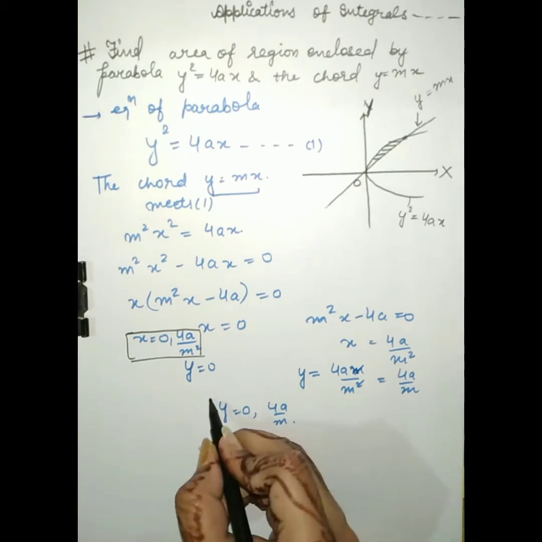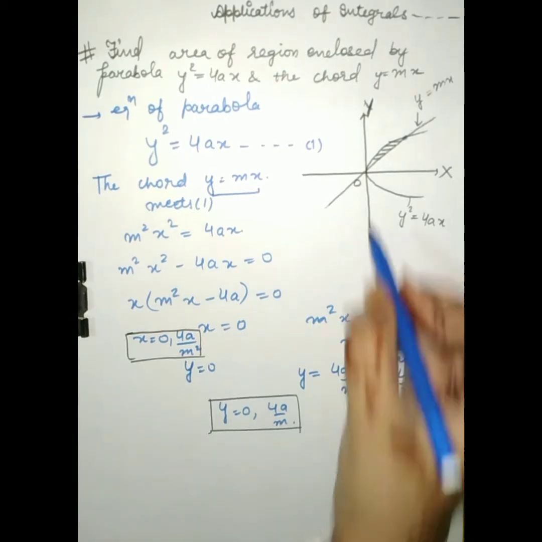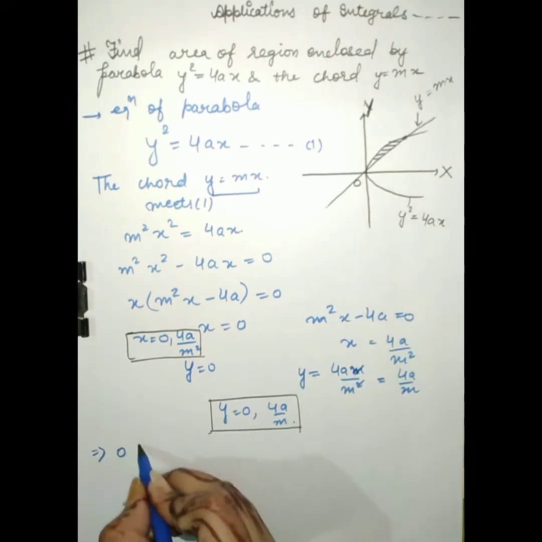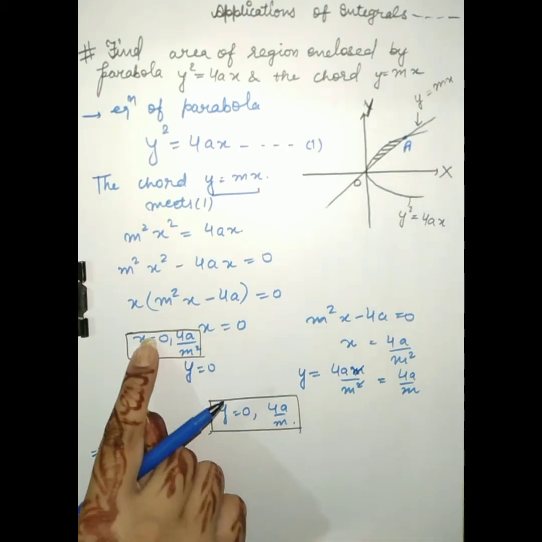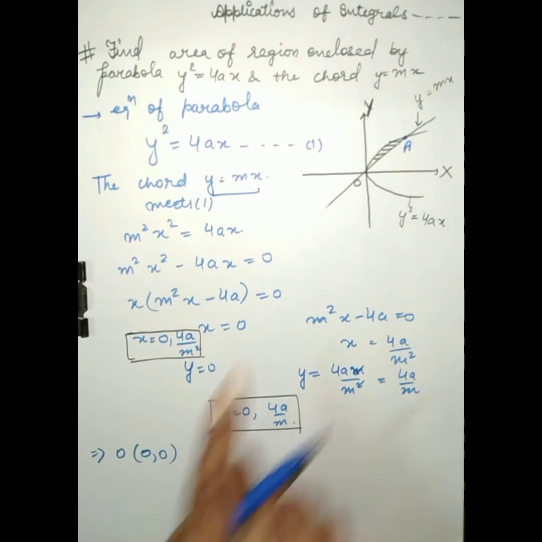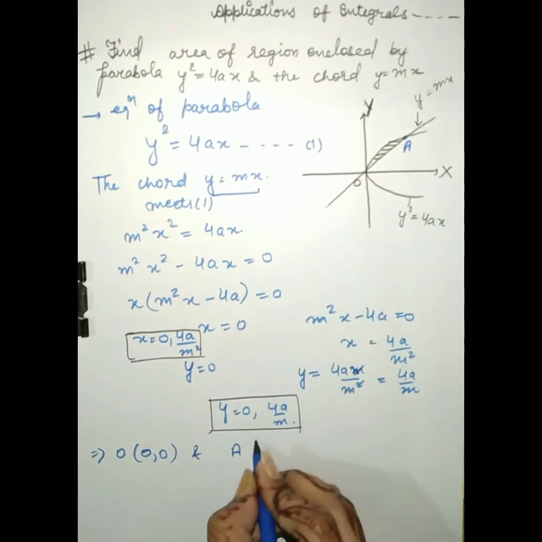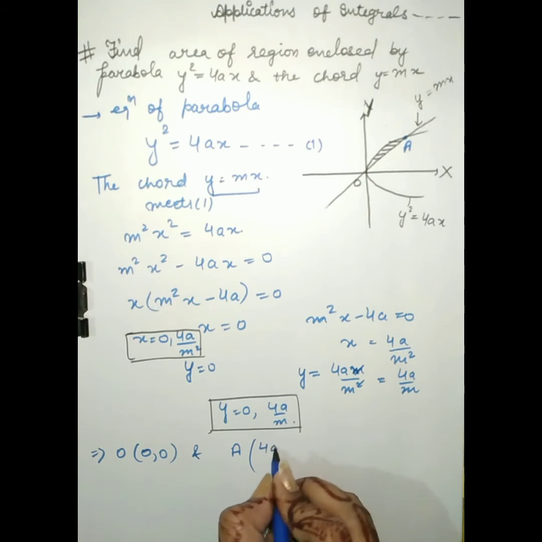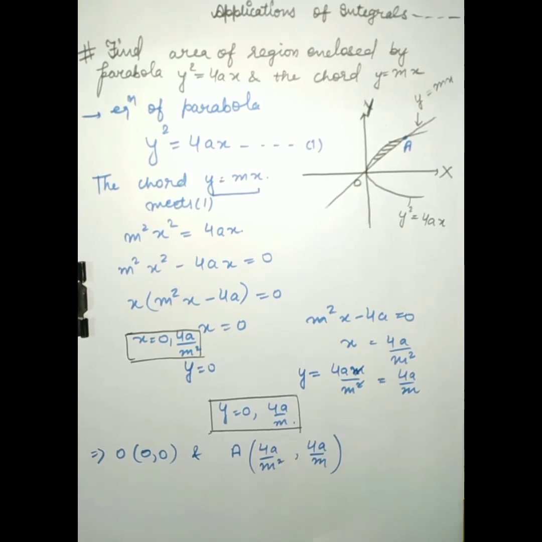where O is the origin having the point (0, 0), that means the vertex, and this is the point A. The points of intersection are O (0, 0) and the point A, which becomes (4a upon m square, 4a upon m).